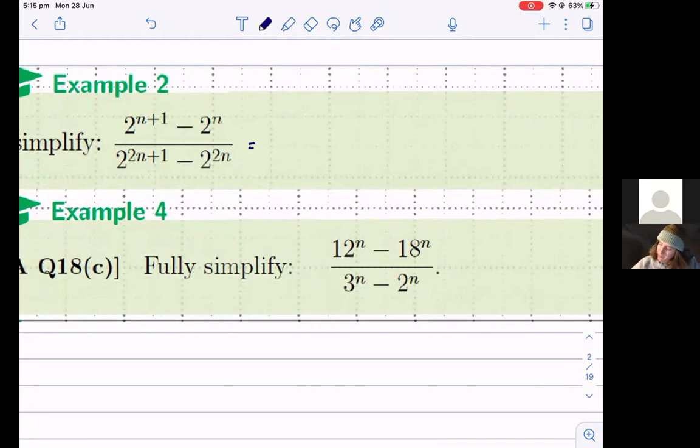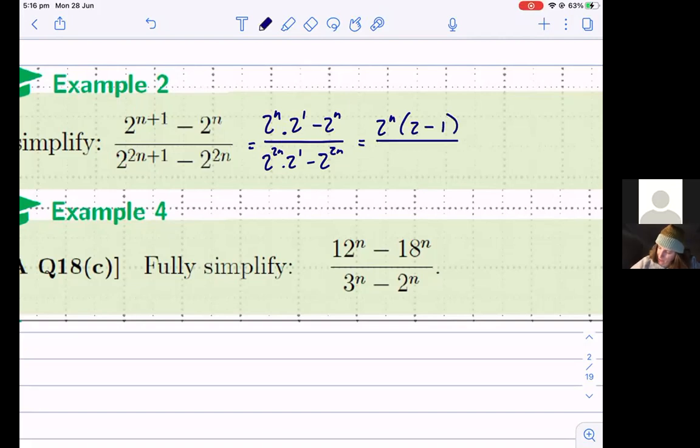This one, 2 to the n plus 1 is the same as 2 to the n times 2 to the 1. Take 2 to the n over 2 to the 2n times 2 to the 1, take 2 to the 2n. I'm going to factorize top and bottom. So on the top, 2 to the n goes into both of these. 2 to the 1 is left over, 1 is left over.